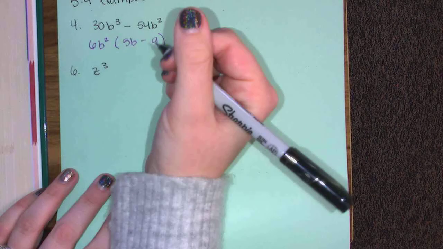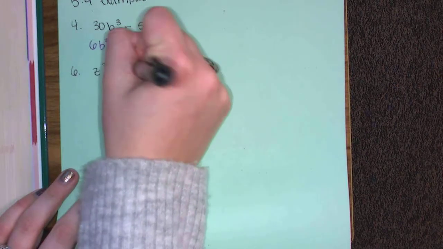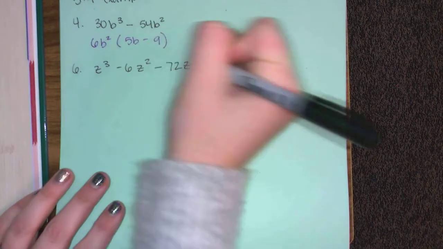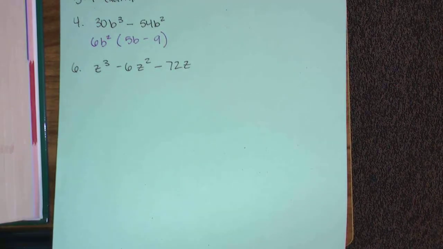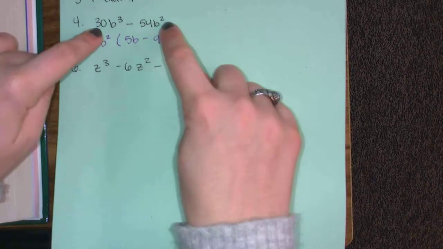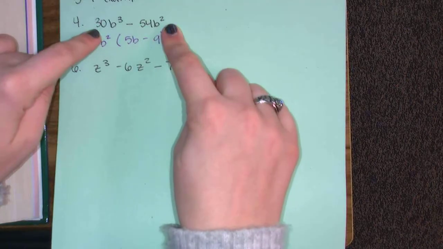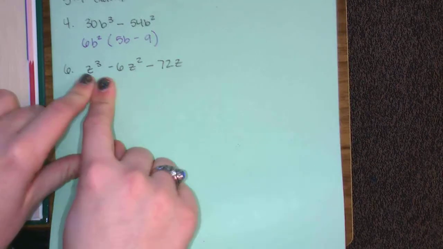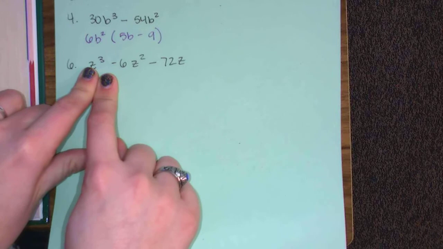Alright, number 6, z cubed minus 6z squared minus 72z. Okay, so just so we don't get confused, if we have just 2 terms, obviously we're only pulling something out of 2 terms. If we have all 3, we have to pull it out of all 3. Okay?